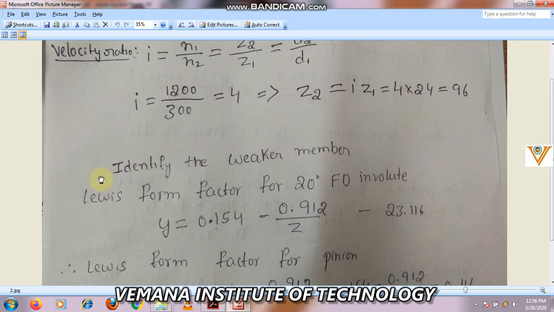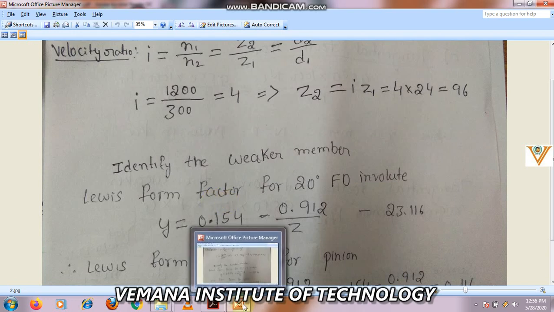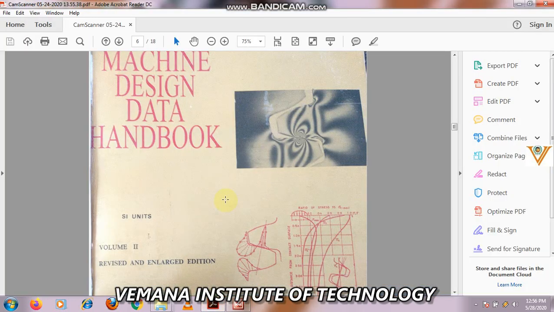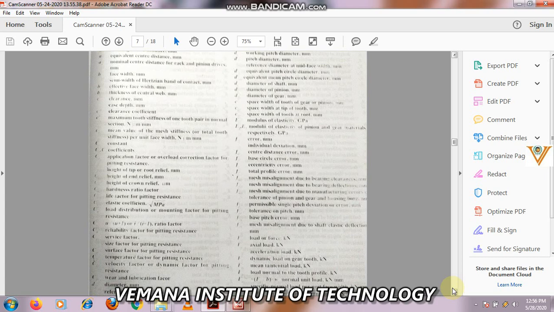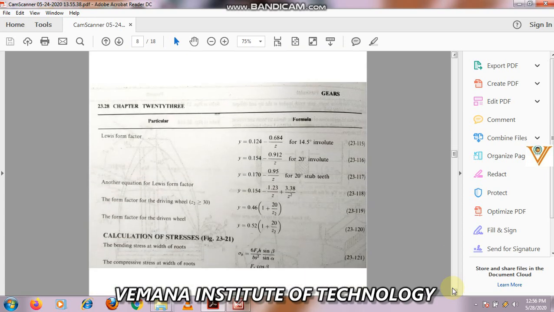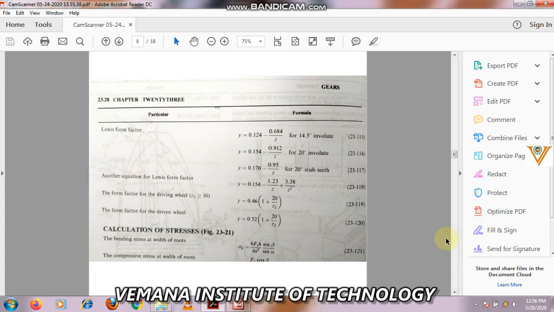The first step is to identify the weaker member. Lewis form factor is used to identify the weaker member. So go to the Data Book, volume number 2, Lingaya. In that, go to the gear chapter. Here, from equation number 23.116, because we are using 20-degree full depth, not stub.